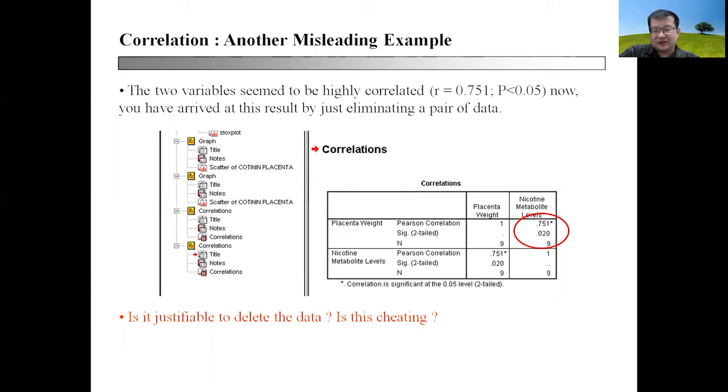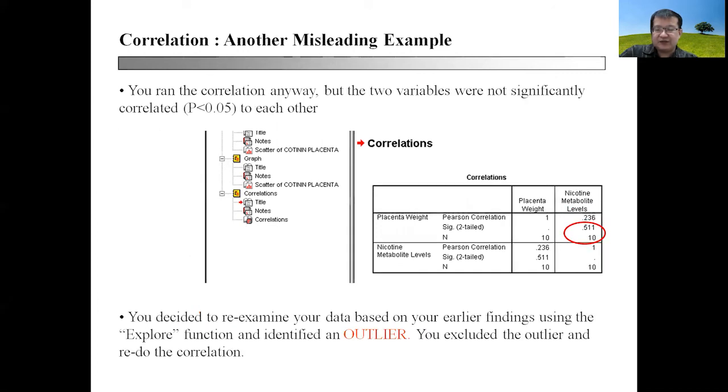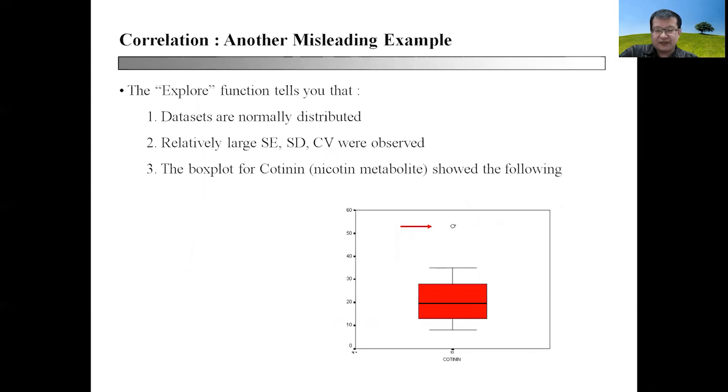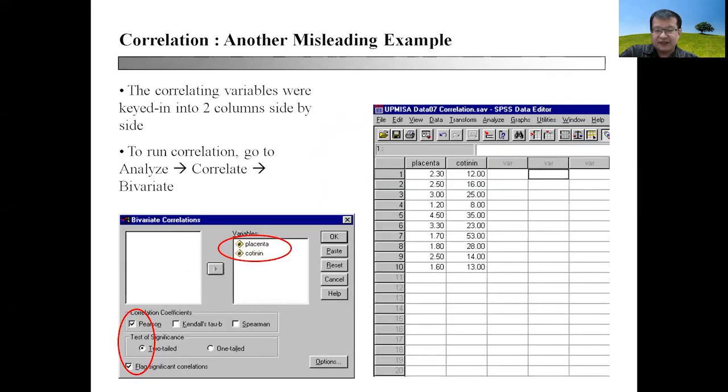So then we have to ask ourselves one question. By deleting the data, is it cheating? In this case, you really have to look at your data. Why are there outliers? If you can justify why there are outliers, then it will be possible for you to explain and justify your deletion. In fact, the offending data is data number 7, which gives you the outlier 1.7, resulting in 53 microgram of cotinine. So in this case, by deleting pair number 7, you can restore the correlation coefficient to become significant.